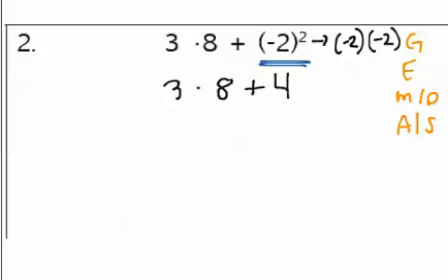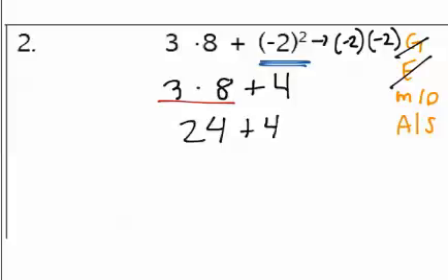Okay, now we have multiplication and division left. We've done our grouping and exponents, or multiplication and addition left, excuse me. So I'm going to do my 3 times 8 first. 3 times 8 is 24, bringing down my plus 4. Okay, now I have just addition left. 24 plus 4 is 28.